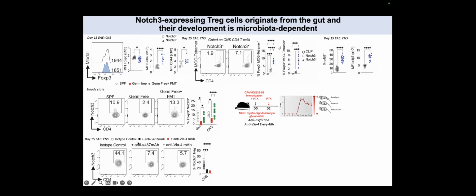However, if we block the gut homing or the CNS homing, we lose the expression of Notch3 in the CNS, really confirming that the migration of Tregs to the gut and the acquisition of Notch3 in the gut is necessary to find the Notch3 Tregs in the CNS.